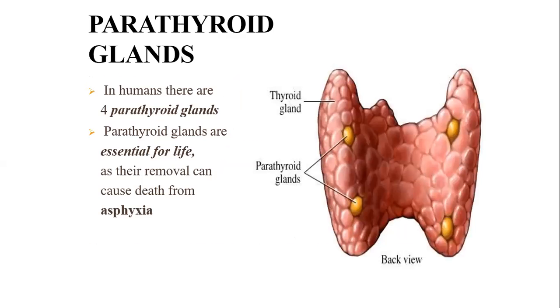Then the next endocrine gland is the parathyroid gland. In humans, there are four parathyroid glands, which are embedded in the wall of the thyroid lobes. Parathyroid glands are essential for life. In the figure, you can see there are two pairs, this is one pair, this is another pair. Two pairs means four parathyroid glands. They are attached on the dorsal surface of the thyroid gland. These are essential for life, as their removal can cause death due to asphyxia.